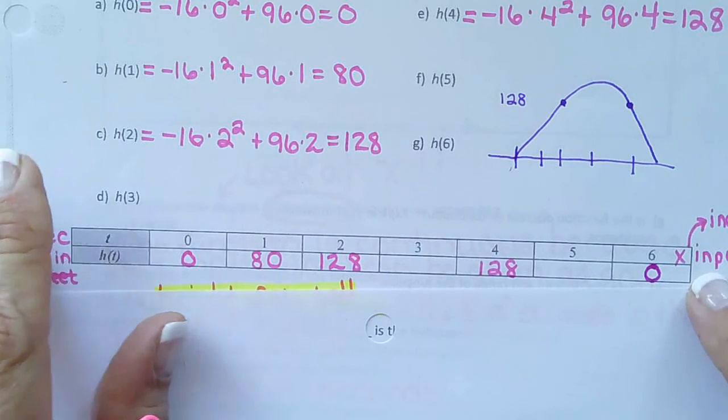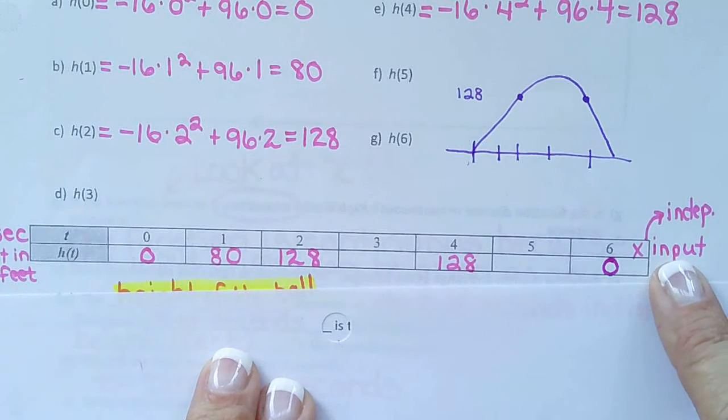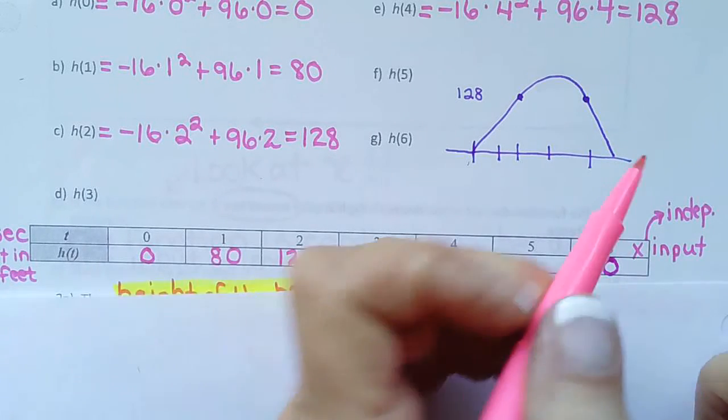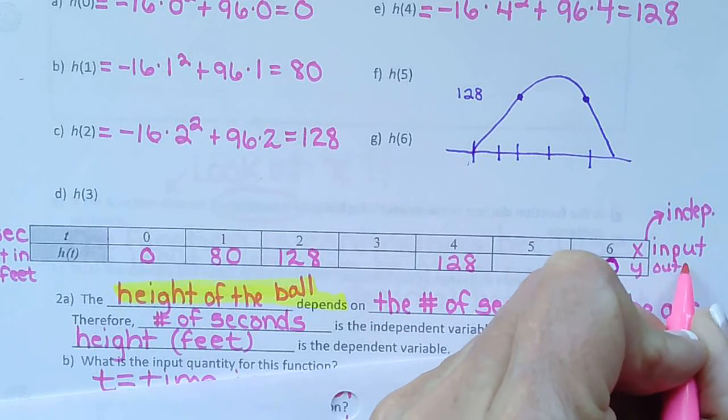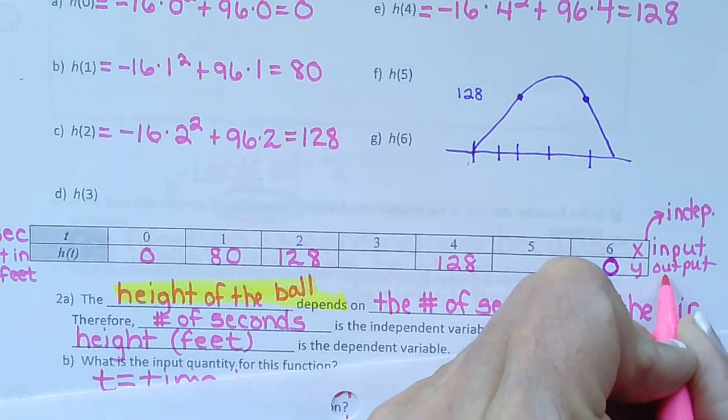So this is our x, which I'm reminding you is the input. And remember, x is the independent variable. And so this would be our y, which is our output. And it's always the dependent variable.